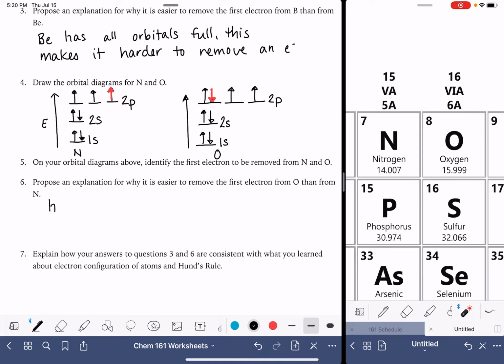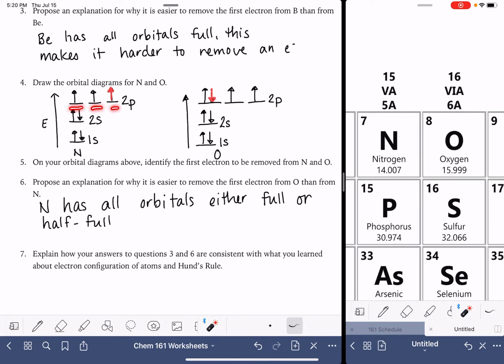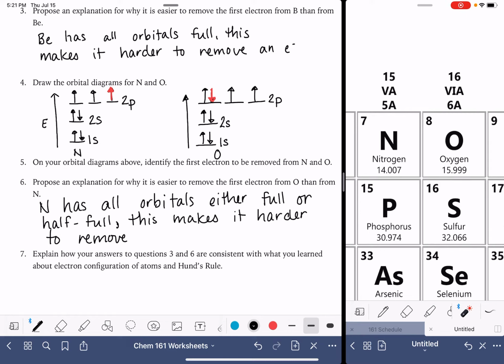The way that you would find this worded in a textbook is that nitrogen has all of its orbitals either completely full, that's going to be the 1s and the 2s orbitals, or exactly half full, and that's the 2p orbital. It is exactly half full. And this sort of configuration is harder to remove electrons from. It's a lot easier to remove electrons when your orbitals are not all completely full or half full.